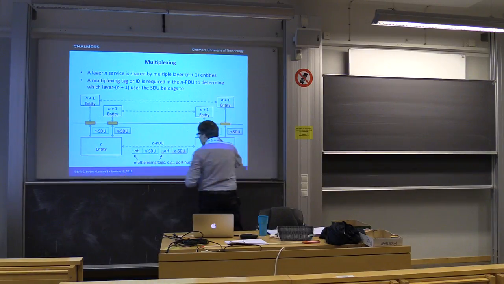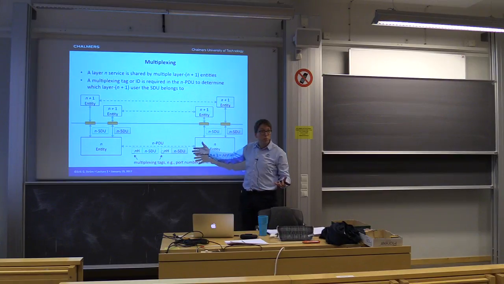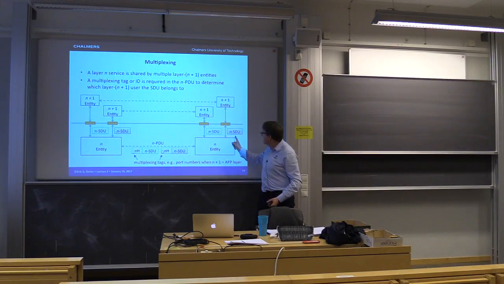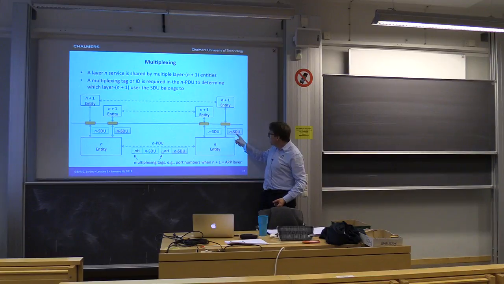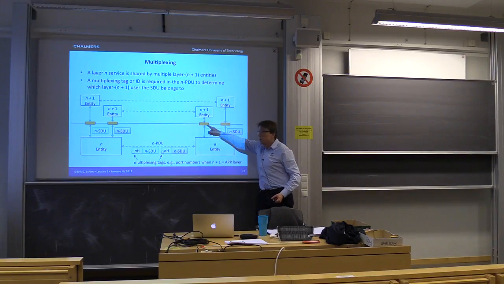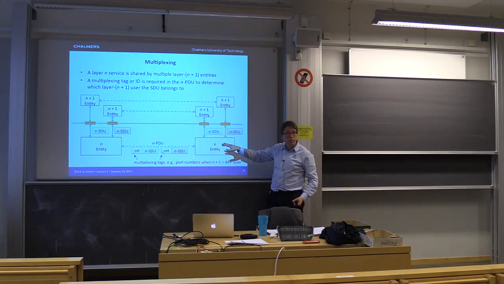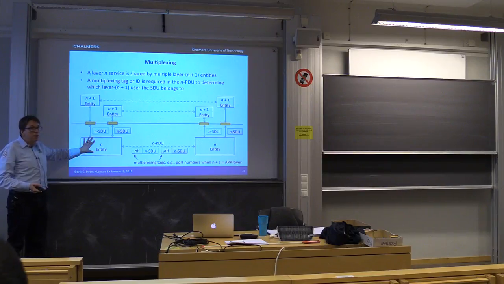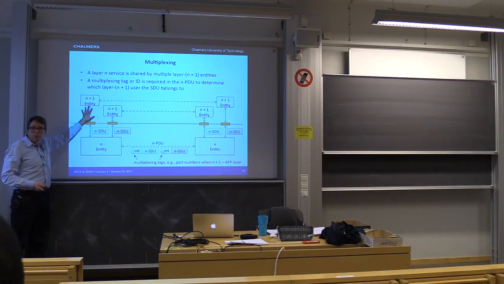At the receiving end, I get a bunch of PDUs. What should I do with them? Well, I look in the header and find a multiplexing tag that tells me that this is a purple SDU and it should go up in this SAP, not in this SAP. Service access point. So this is multiplexing. Questions? Again, a service that offers multiplexing means that it can serve several entities above.